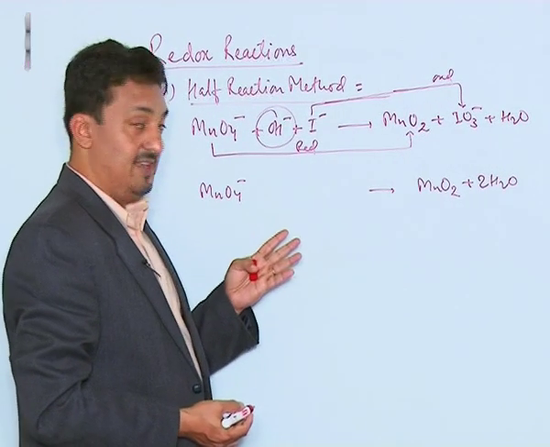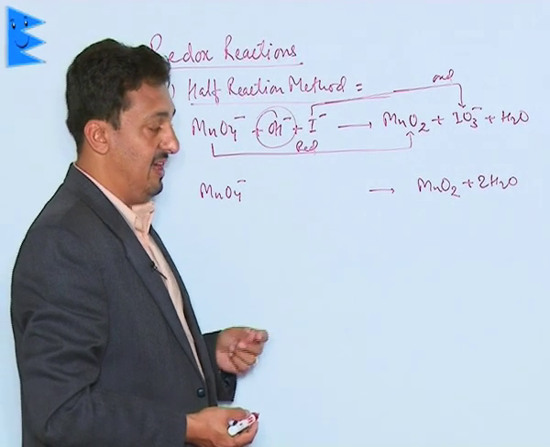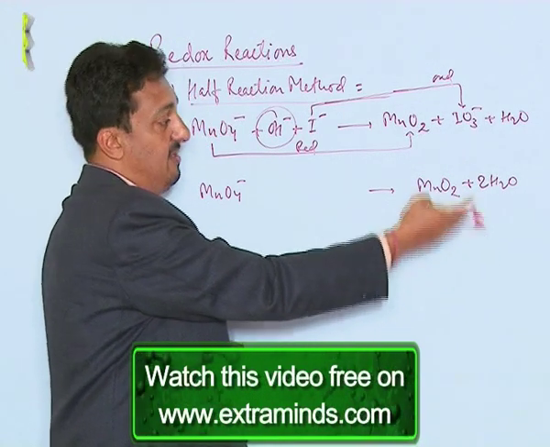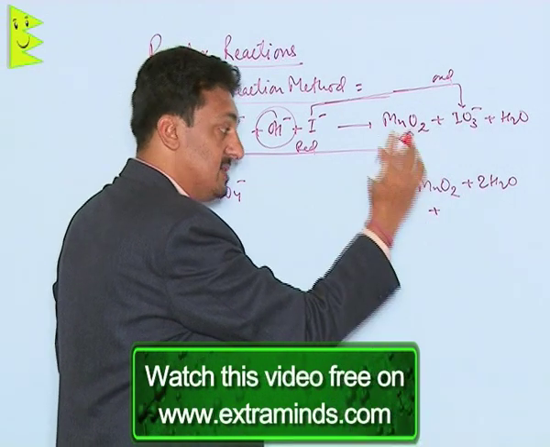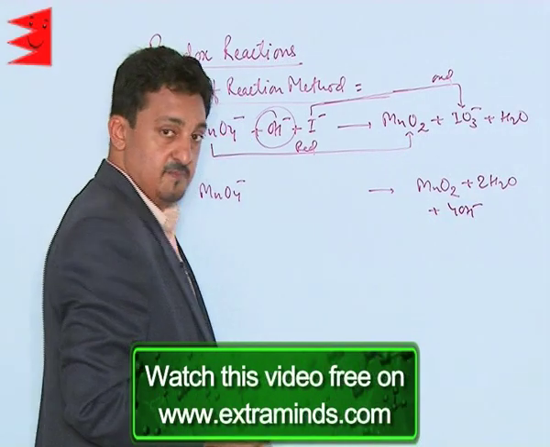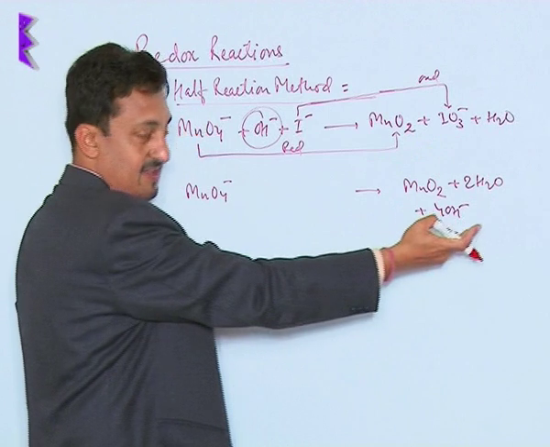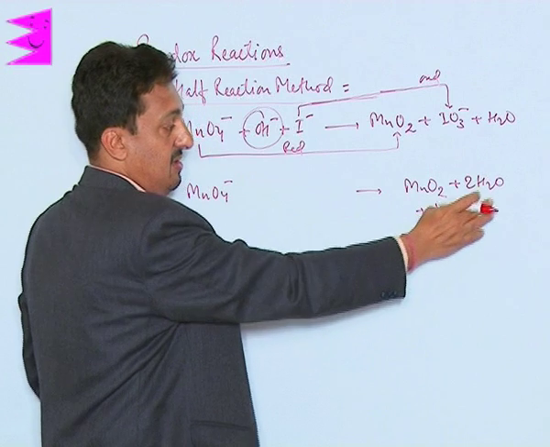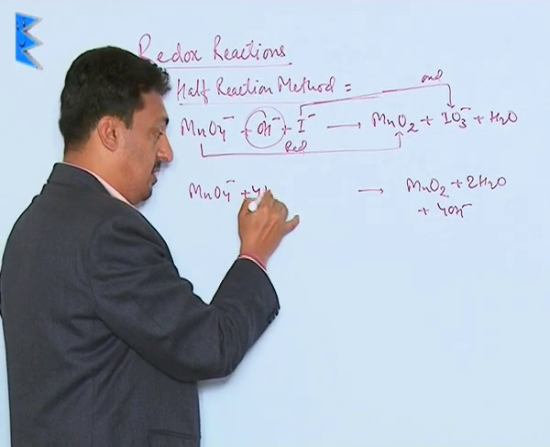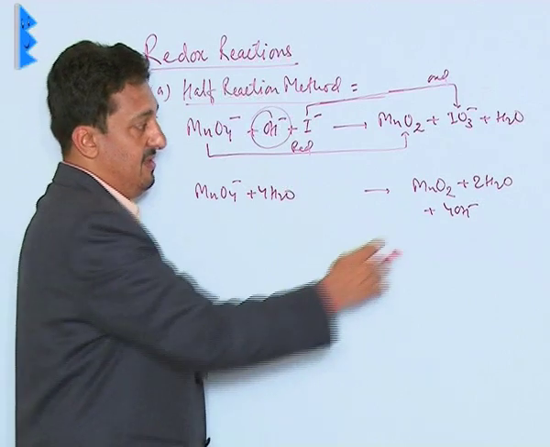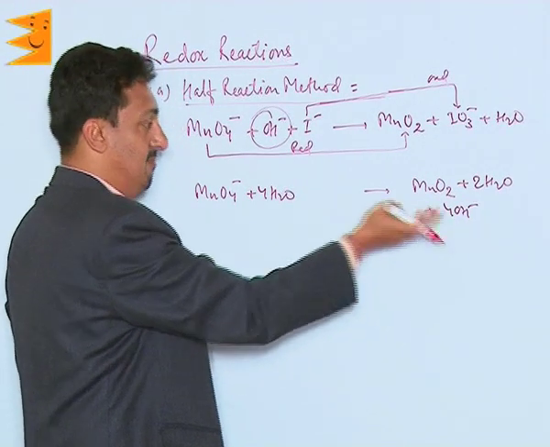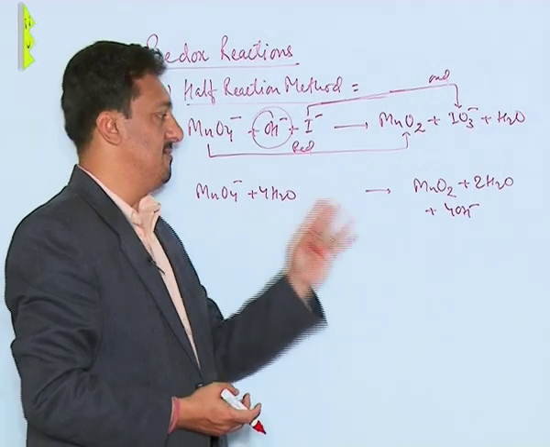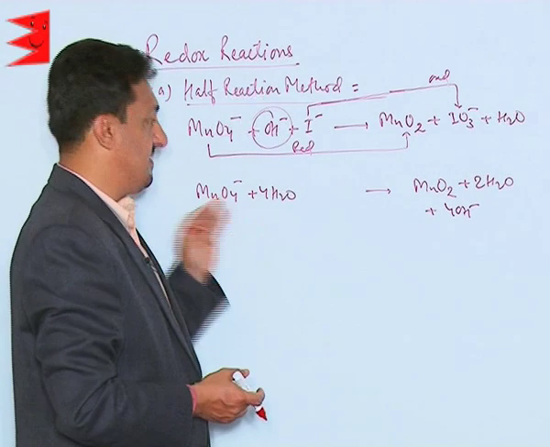Since the medium is not acidic, it is basic, how can we balance hydrogen atoms? How many hydrogen atoms are there on the right hand side? 4 hydrogen atoms. So we will put the same number of OH minus ions. Since there are 4 hydrogen atoms on the right hand side, 0 on the left hand side, we'll put 4 OH minus ions on the right hand side, followed by 4 water molecules on the left hand side. Because this H and OH will make water, and the same number of water molecules are added on the left hand side, so it gets balanced. So by doing so, all atoms are balanced now, except the charges.